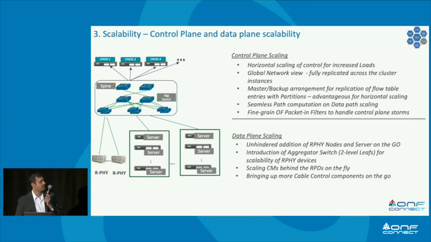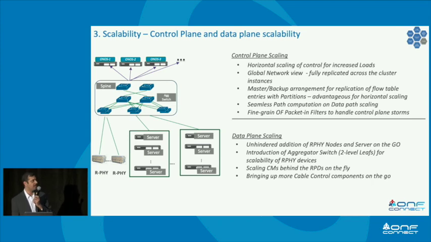At the same time, seamless path computation on data path scaling. We have a setup where we keep on adding the remote PHY nodes, or we keep on adding the cable modems on the go. The way we do it is in our lab, we have the systems. We simulate certain sections of our live network. But we say that we want to add more nodes or more customers to that. We will add a switch as well. We can add a leaf. We can add more RPDs behind it on the go. We add thousands of cable modems behind that on the go, and we see how it scales, basically. How can ONOS as a controller take it up?